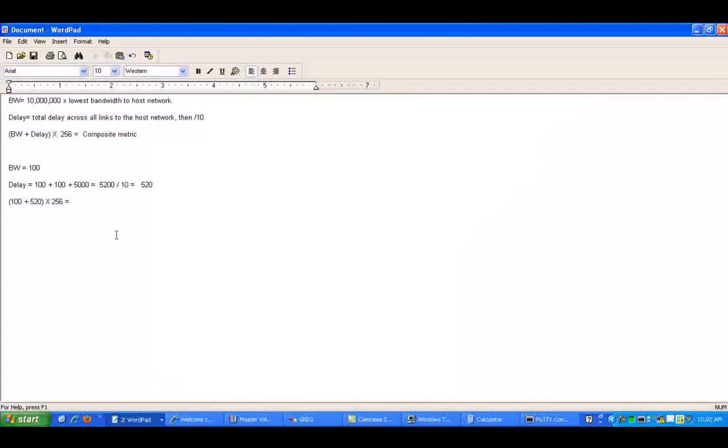We just went through the metric. What we forgot to do is we forgot to divide 5200 by 10. So by default, the composite metric is bandwidth, which is the K1 value, and the delay value, which is K3. Bandwidth is 10 million divided by the lowest bandwidth to the host network. So hop by hop, we saw which link had the lowest. Then we divided 10 million by that. Then to get the delay, we added up the total delay across all links to the host network. And then we had to divide that by 10.